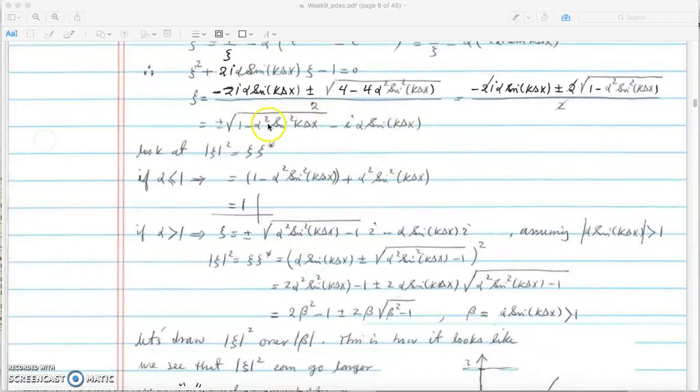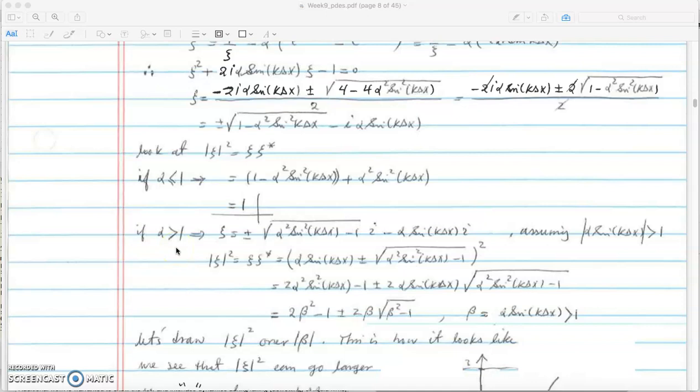where we assume if alpha is less than 1, then the magnitude of c raised to the second power is always equal to 1, which leads to a conditionally stable finite difference scheme. Conditionally because it's conditioned on alpha. Now what if alpha is bigger than 1?